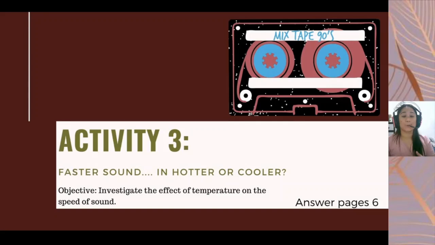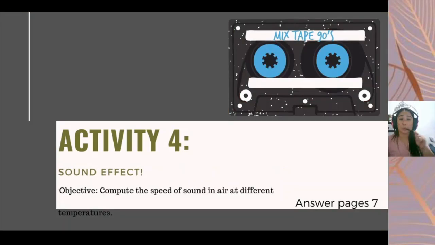And then for last one, activity 4. Apat lahat ng activities ninyo for this module. So, for activity 4, entitled Sound Effects, the objective of this activity is for you to be able to compute the speed of sound in air at different temperatures. So, nasa baba yung word na temperatures. Okay? This is found in page 7. At, tinuro ko na kung paano ito i-compute.